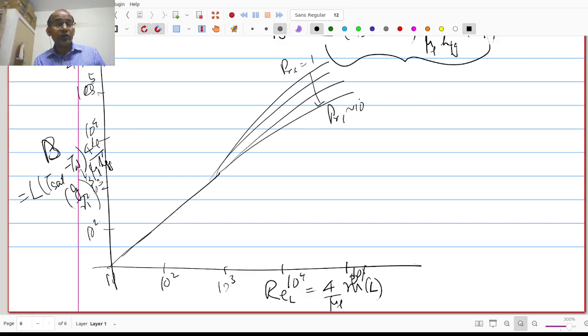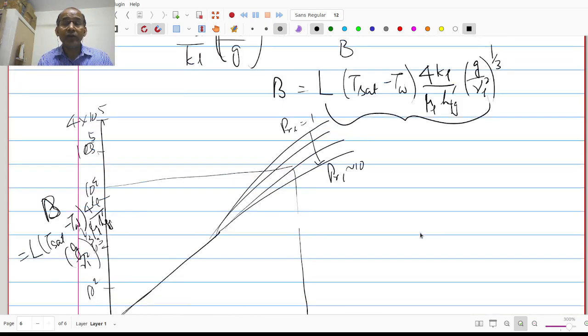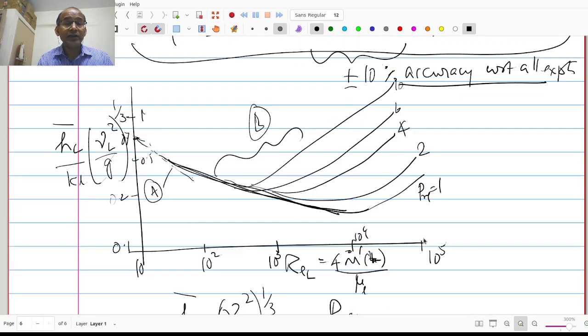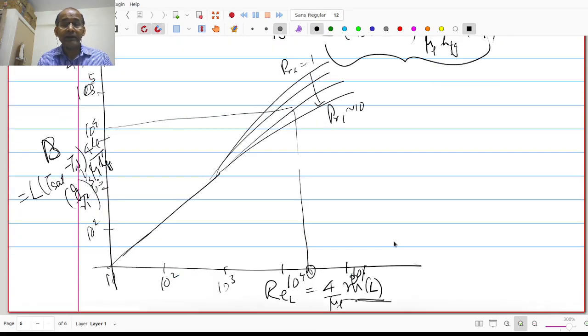Okay, so now what do you do? You get the value of B from here, and for the corresponding value of B and the corresponding Prandtl number, you drop an ordinate and you get the value of REL, and that gives you the expression for the mass flow rate m dot L, and from there you can also determine the QL and so on. So this is the method that is commonly followed for evaluating the turbulent and wavy Nusselt number.